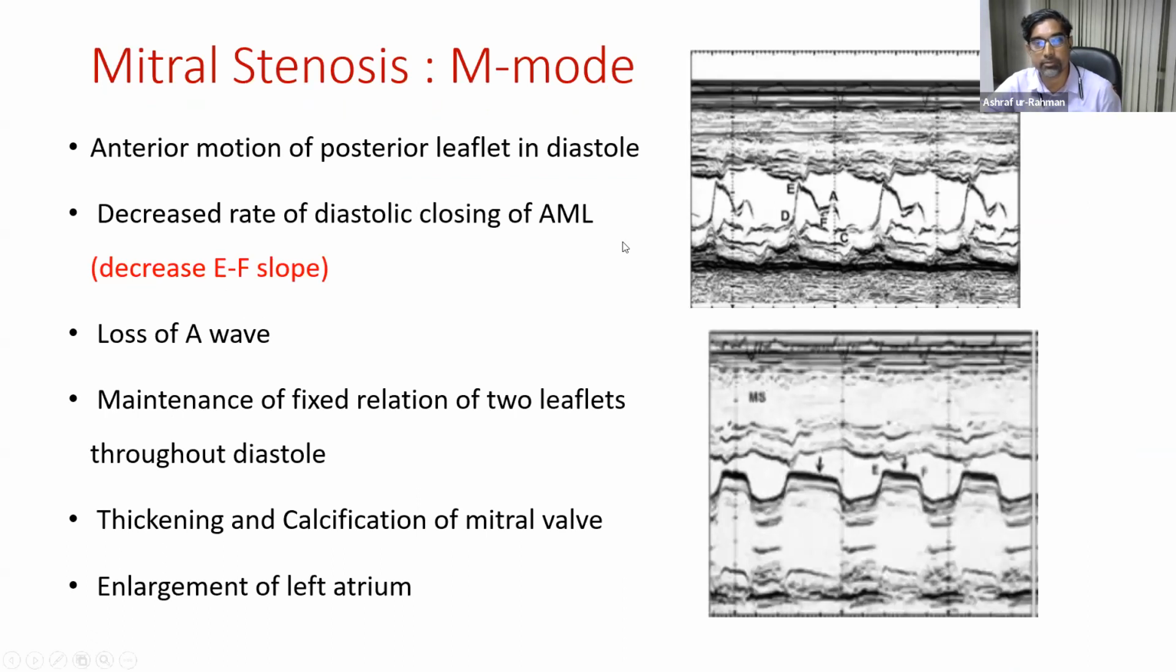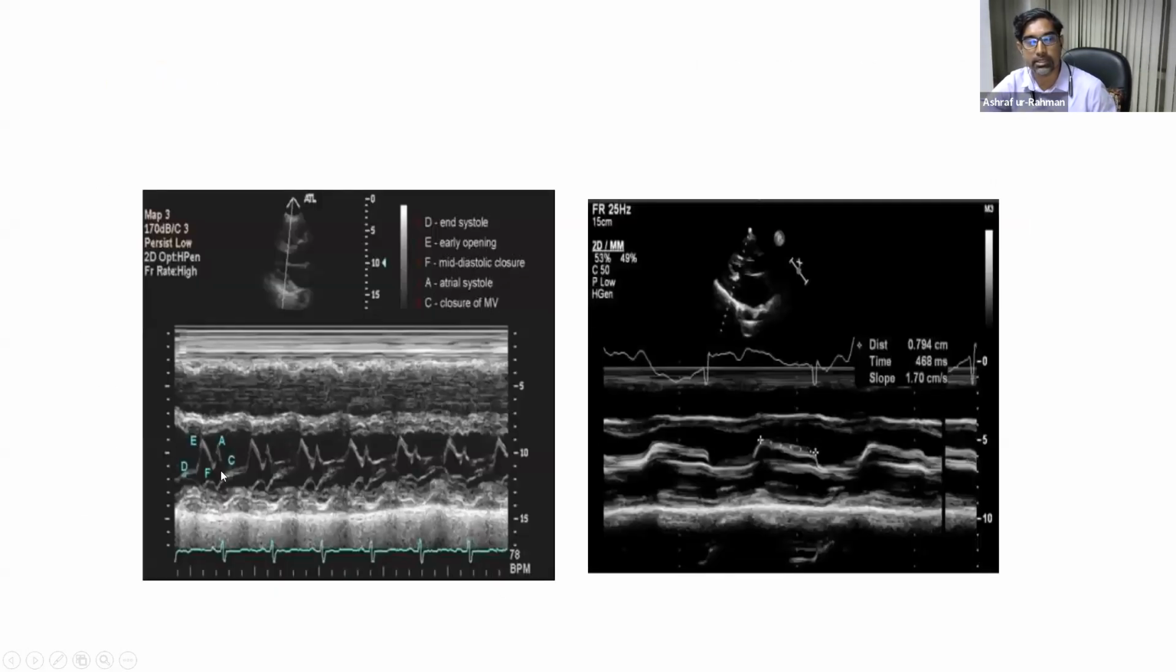In M mode, if we look carefully, in the normal mitral valve, there is an E wave, an F wave and an A wave. But in case of MS, there is anterior motion of the posterior leaflet in diastole. Here you can see that the posterior leaflet is anteriorly placed in diastole, and there is a decreased rate of diastolic closing of the AML. That means decreased EF slope. The EF slope is flattened here. So this is the normal mitral valve, there is an EF slope, and in an MS patient, the M mode shows a flattened EF slope. So this is a guide in M mode that the patient has mitral stenosis.